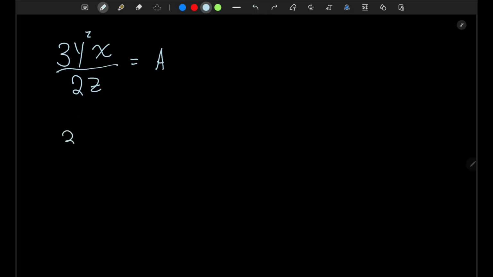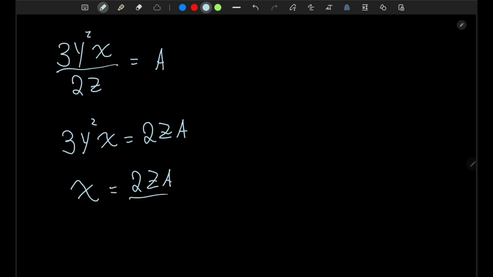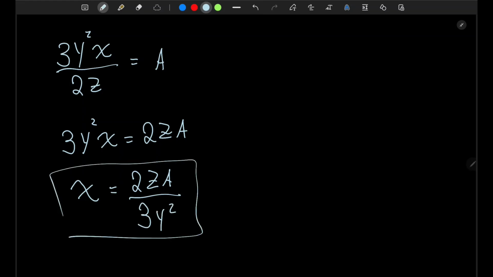And so what we're left with is we have 3y squared x is equal to, then let's just push this up here, 2z times a. And then what we can do here is we can just take what's left here, the 3y squared, and push that across the equal sign diagonally below what's on the right. And so then we're going to be left with x is equal to 2za over what we have here, just push below, 3y squared.